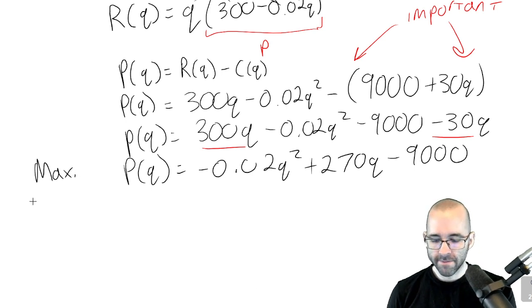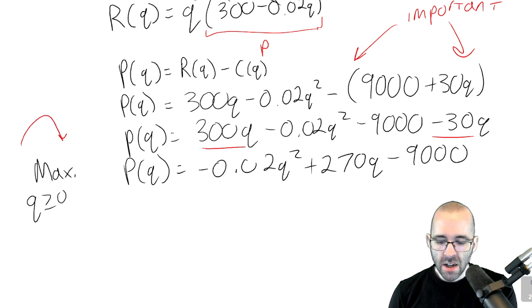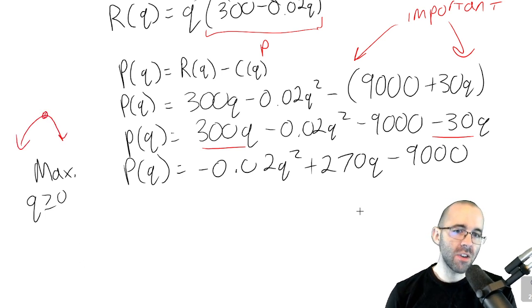What's our domain? The numbers that make sense are how many we should produce. We can't produce negative numbers. And it's very similar to before. This is a parabola. It opens down.